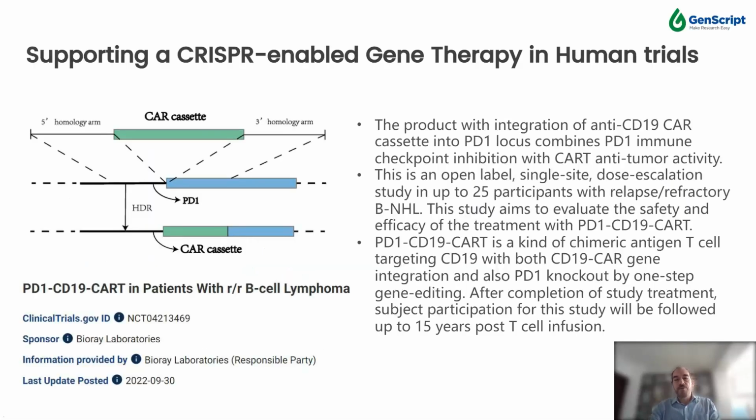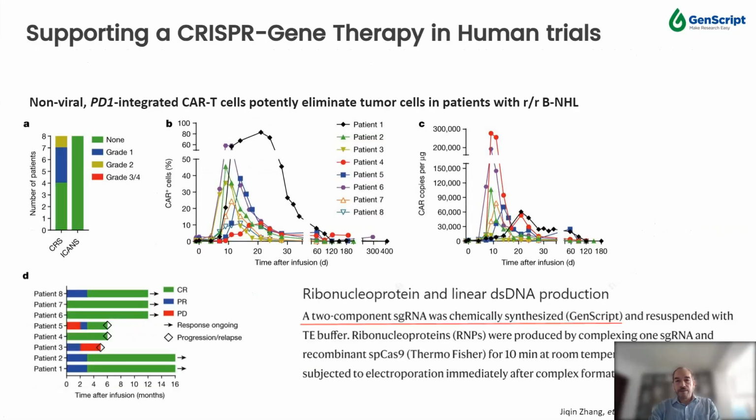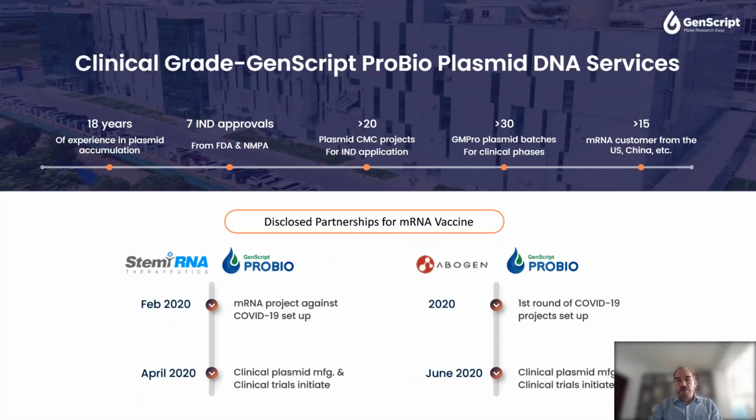This is just one example of a case study with a company we supported for their human trials with our sgRNA. Bioarray laboratories were performing CRISPR-enabled gene therapy in humans with PD-1 CD19 CAR-T, and that was very successful, and they used our sgRNA for their human trials. This is another example, with Professor Zhang performing human trials using the GenScript GMP-grade sgRNA synthesis.